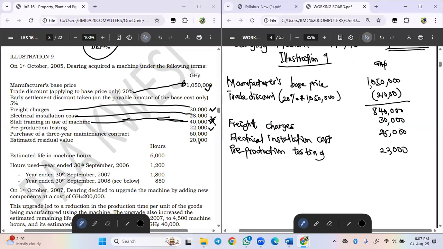Estimated residual value, we use it to calculate our depreciation. Purchase of a 3-year maintenance contract. This one is not subsequent expenditure. This one is annual. Every year you have to perform this particular maintenance. As I said, in various institutions, they have contracts with experts who take care of air conditioning. So every year they will come and perform this maintenance. So this cost cannot be capitalized. This cost will be expensed.